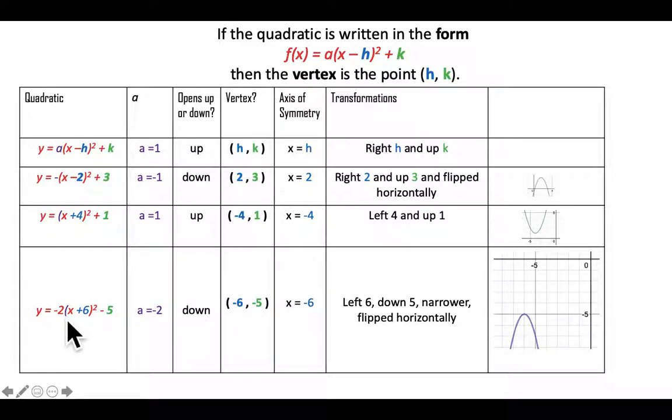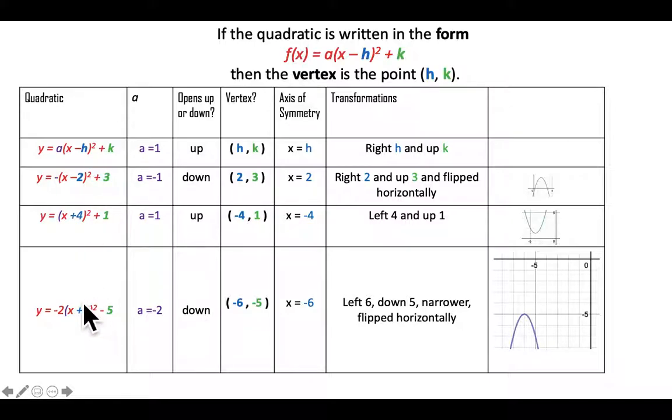Here's a place where we have an a value in front that is not a 1. So we have a negative 2. That means that if we have a negative 2, then we have two things that are going to happen. This is going to open down, or it's going to frown, because the value is negative. Again, we have a pattern here.